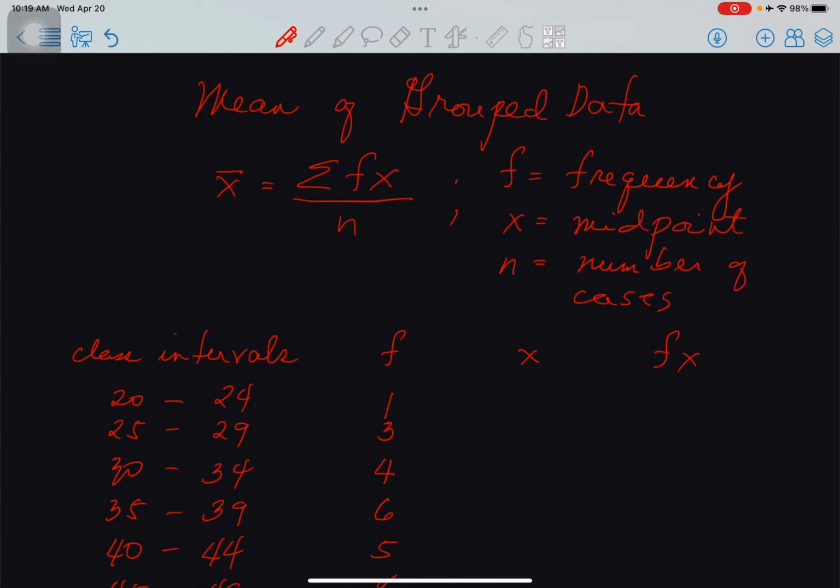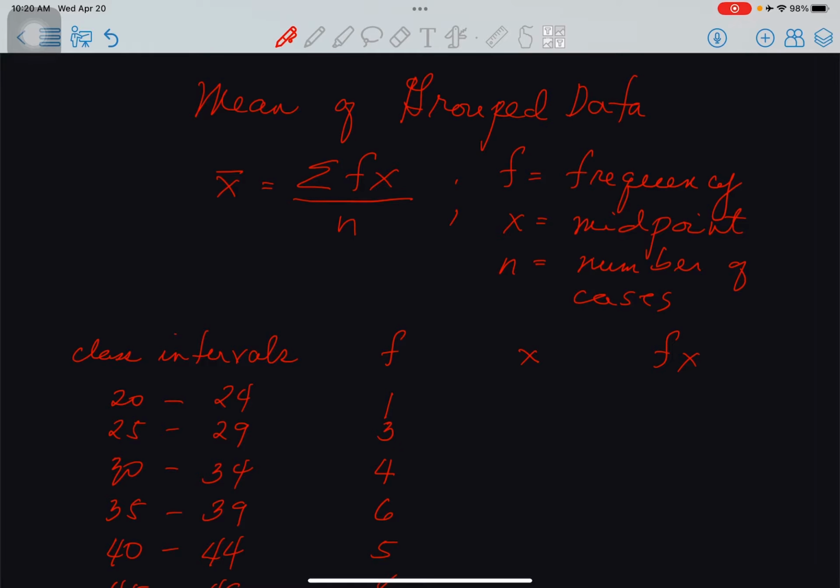Let's talk about mean of group data. When we talk about group data, this is a set of data which are classified. When we say they are classified, scores are in a particular range or scores are belonging in a particular interval. Now let us try to talk about how do we get the mean of group data.